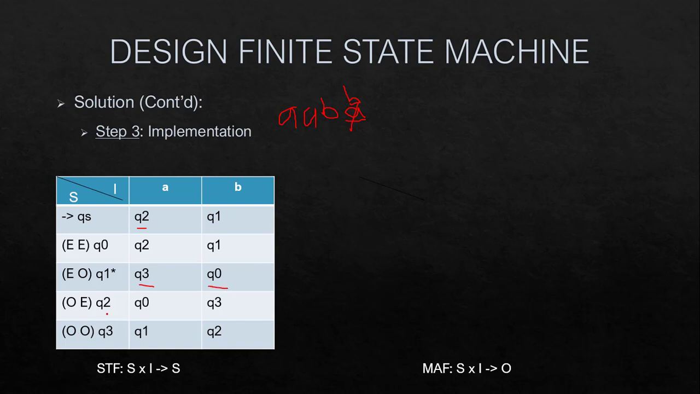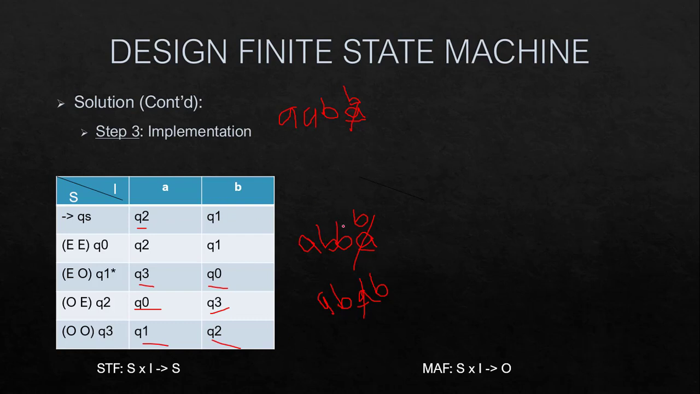When we reach Q2 state, that means we had encountered odd number of A's and even number of B's. So after this, if the next input symbol appears as an A, then it becomes even and even. If the next input symbol is B, then it becomes odd and odd. So we go to Q0 and Q3 state respectively. From Q3 state, since we had odd number of A's and odd number of B's, if the next input symbol appears as A, then it becomes even and odd. If the next input symbol appearing is B, then it becomes odd and even. So we go to Q1 and Q2 state respectively.